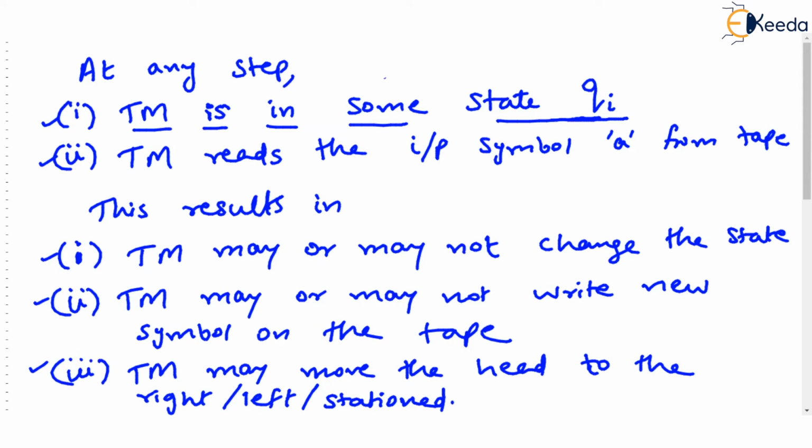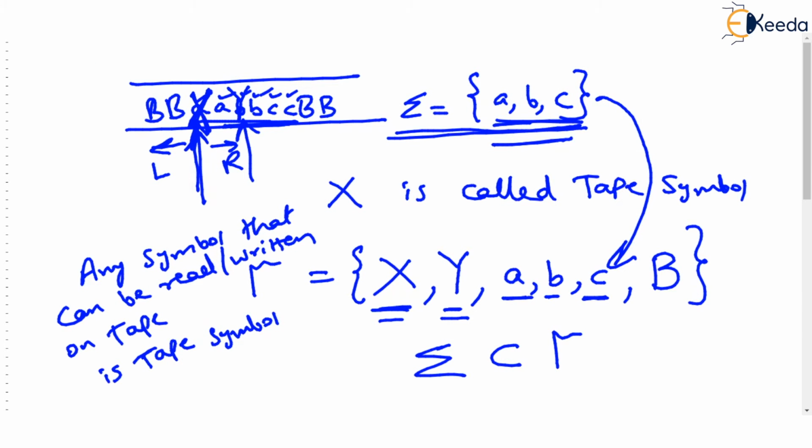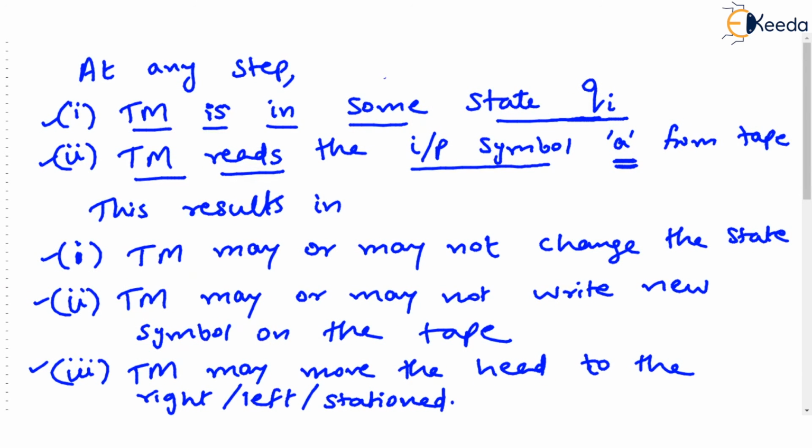And the second thing is, Turing machine is reading some input symbol, say A. Any input symbol, we have denoted as A, from the tape. Just recall, at any point of time, the Turing machine will read some input symbol from the tape, correct? Yes. So Turing machine is doing these 2 things at the moment. It is in some state, and it is reading some input symbol. Now, what will this result in? These 2 things will result in 3 things, as I have written below.